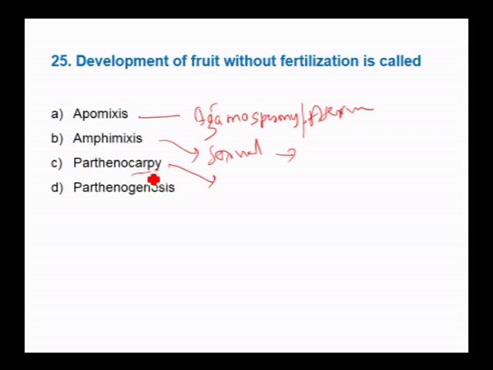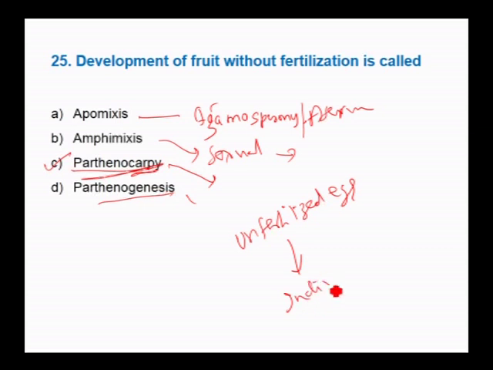Parthenocarpy: carpel is a part of the pistil. Parthenocarpy is a process where a fruit develops from an unfertilized ovary. Development of fruit without fertilization is called parthenocarpy. So this is the correct answer for the given question. What is parthenogenesis? It is the development of an unfertilized egg into an individual.